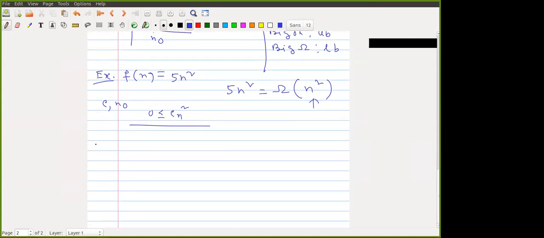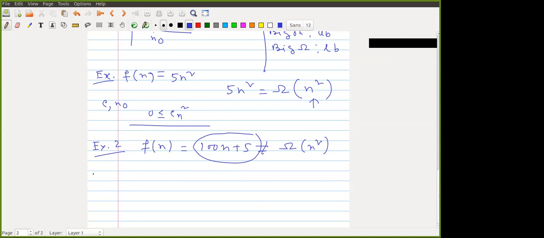So I'll give you a slightly trickier thing. Example 2. Suppose my f(n) is of this form, say 100n plus 5, and I want to prove that this is not equal to omega of n square. So n square is not a lower bound of this thing. You understand my point? Is this question clear?